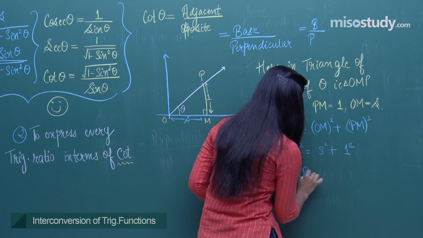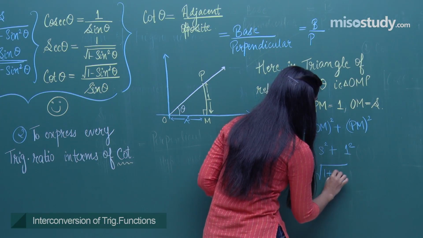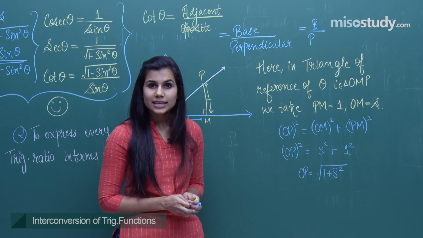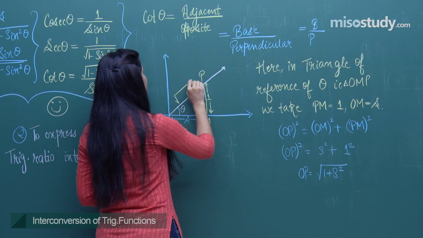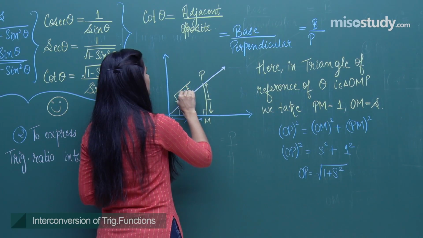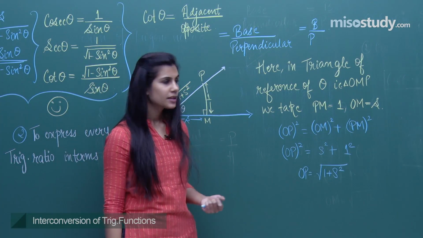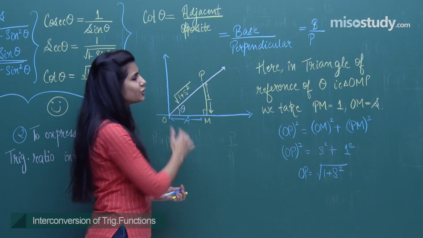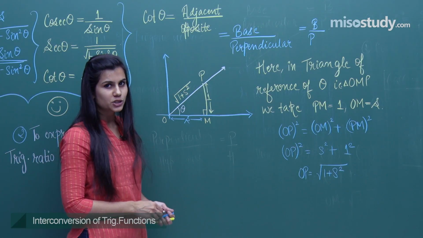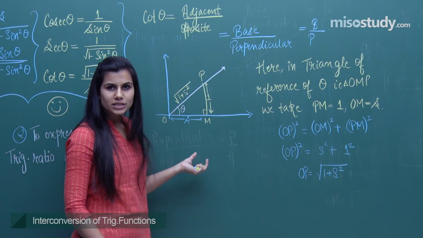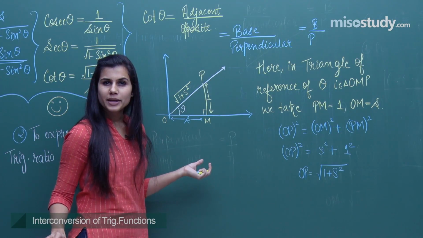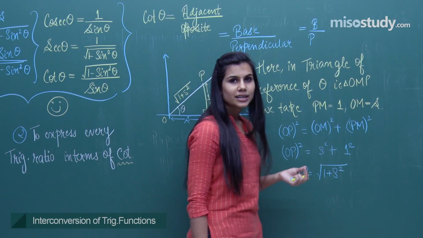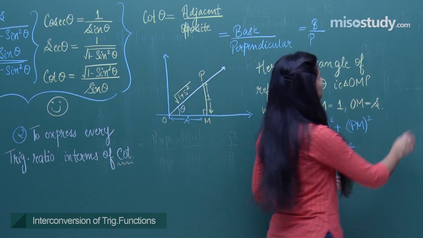And therefore, OP turns out to be under root 1 plus S square. That is what you get as the length of the third side, which is under root 1 plus S square. Now, as you can see, you have obtained the lengths of all the three sides of the triangle of reference of theta. And now it is possible to find out every trigonometric ratio corresponding to this angle theta. Let's begin with getting what sine theta is.